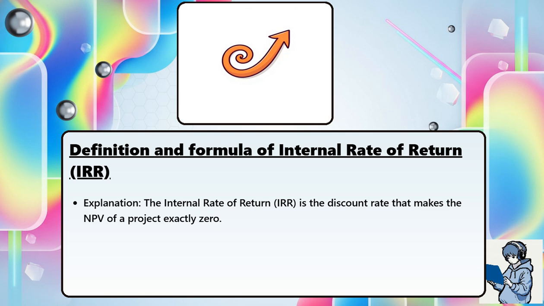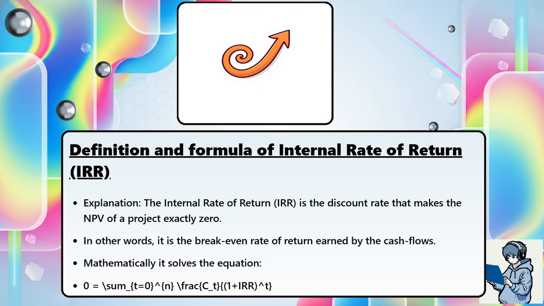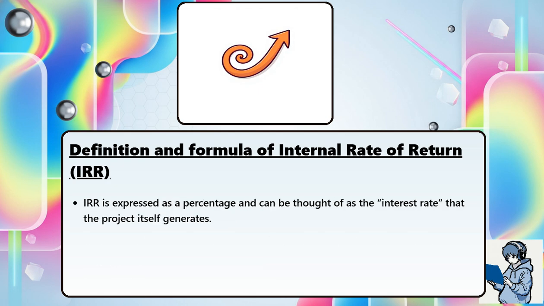The internal rate of return, IRR, is the discount rate that makes the net present value of a project exactly 0. In other words, it is the break-even rate of return earned by the cash flows. Mathematically, it solves the equation 0 equals the sum from t equals 0 to n of C sub t divided by (1 plus IRR) to the t. IRR is expressed as a percentage and can be thought of as the interest rate that the project itself generates.